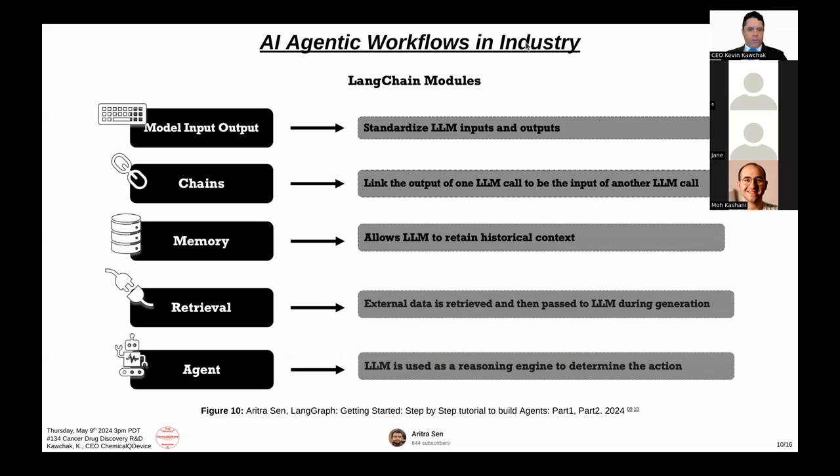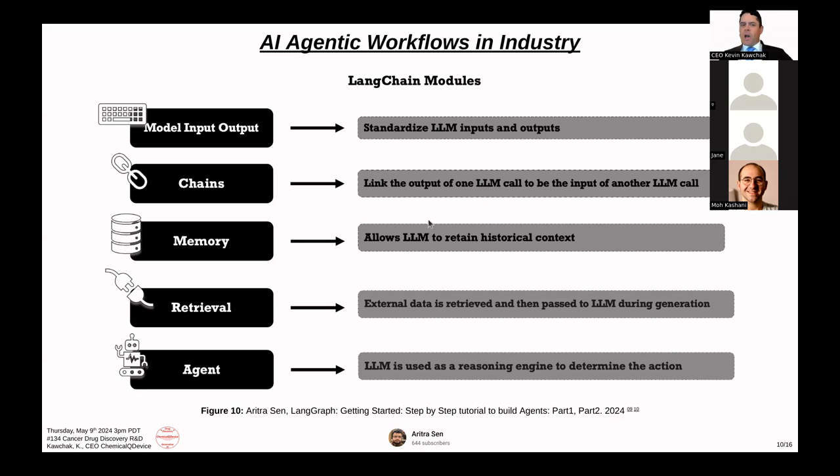Now, this is another one. This is Aritra Sen, and he was talking about LangGraph. If you're brand new to LangChain, this is a good introduction. So you have your model input output, with the standardized LLM IOs. Now the chains link the output of one LLM call to the input of another LLM. And this kind of reminds me of tensor networks or other types of graph machine learning, but it's done with tool sets that can access other types of machine learning.